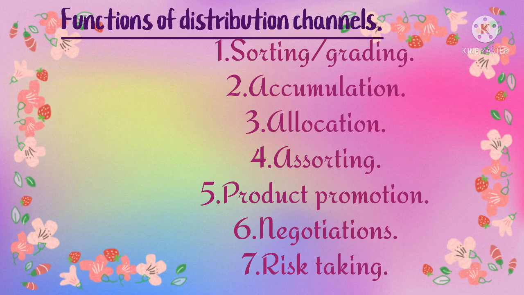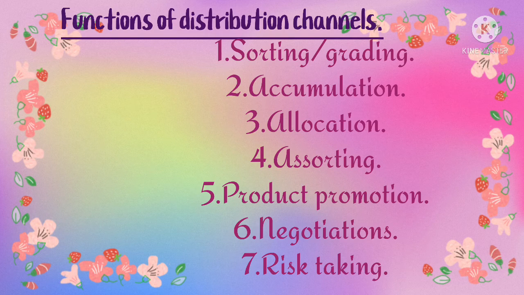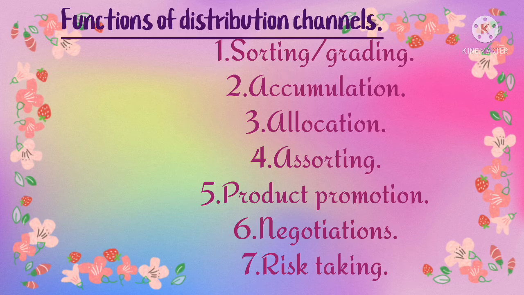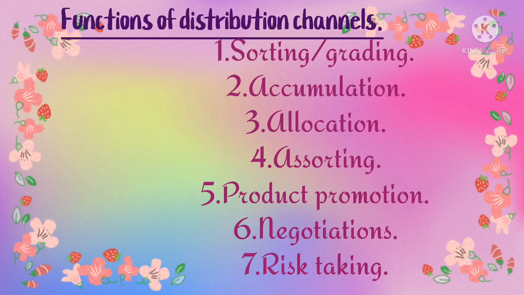The second one is accumulation. Accumulation means middlemen maintain a large stock of goods, so that there is a smooth supply of goods without any delay. Shopkeepers, I'm sure you must have seen them keeping stock in the shops, so that the products don't get delayed and so that the customers don't get disheartened. That is why they keep the stocks, for smooth functioning. And another one is allocation.